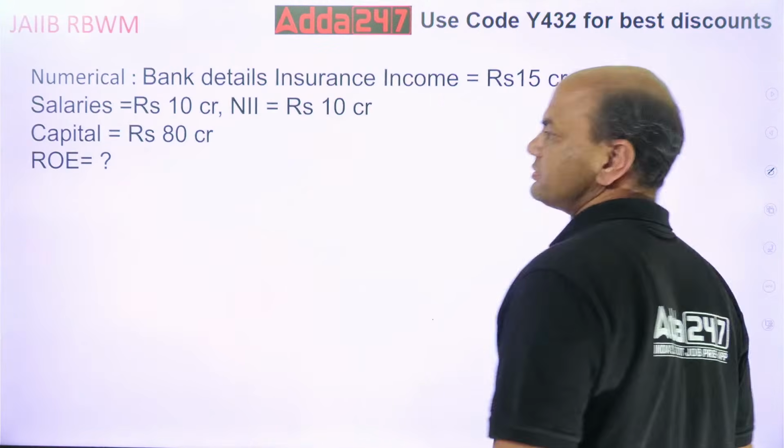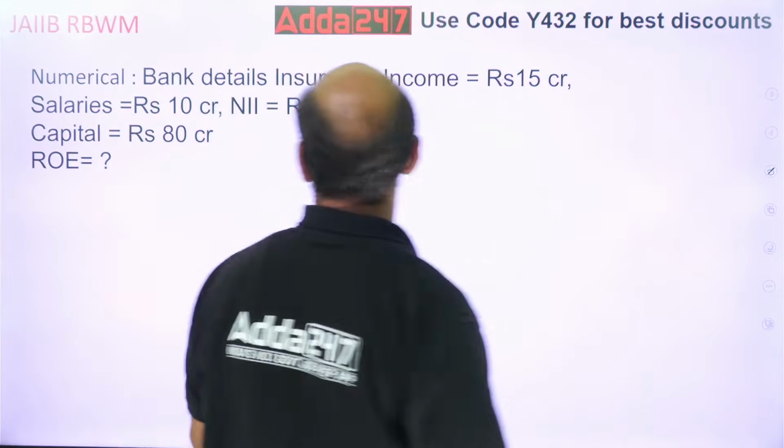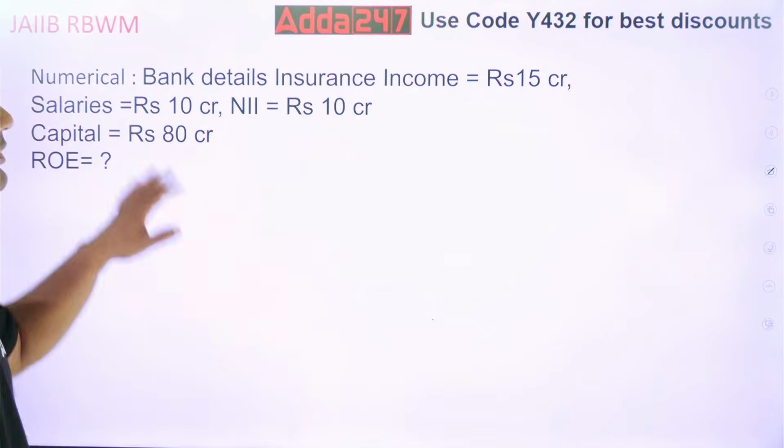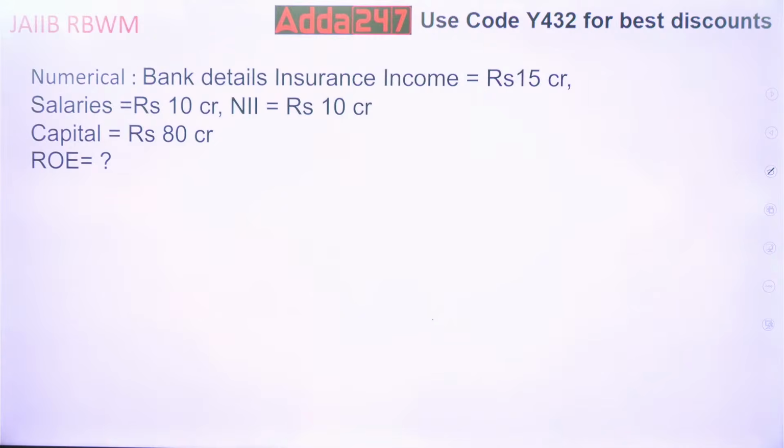Now numerical. Check this. Solve this numerical. Everyone try this. Bank details. Insurance income is given as 15 crores. Salaries are given as 10 crores. NII is given as 10 crores. Capital is given as 80 crores. You have to find out ROE.